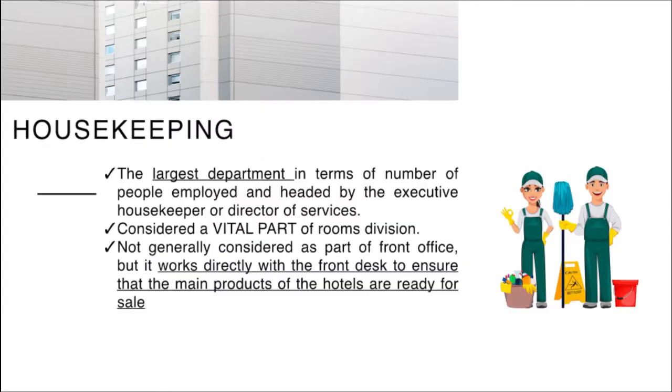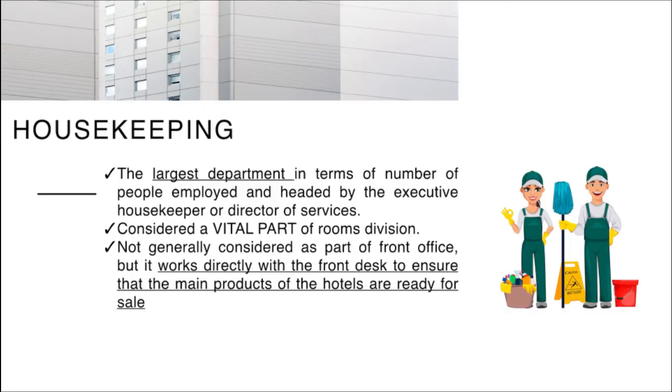Next one is the housekeeping. As mentioned also in the last lesson video, the housekeeping department is usually the largest department in terms of the number of people employed, and is headed by the executive housekeeper or director of services. The housekeeping department is mostly responsible for the cleanliness, appearance, and condition of the entire hotel. This includes all the public areas in the hotel: the lobby area, the corridor area, the swimming pool area, the lounge area, and so on.